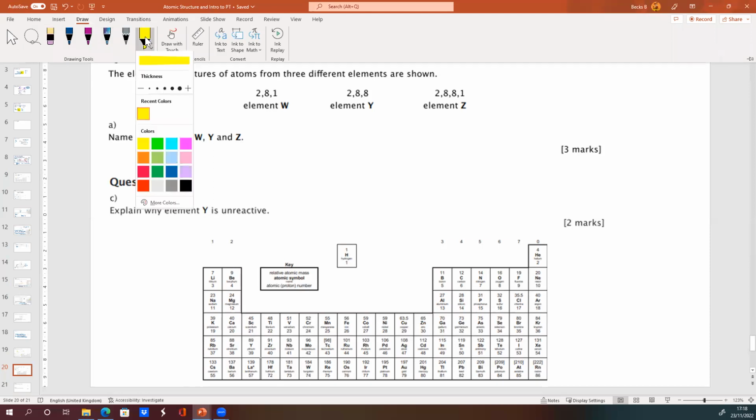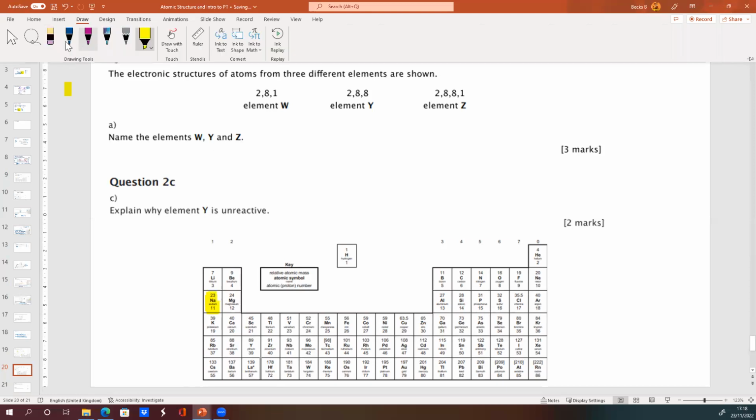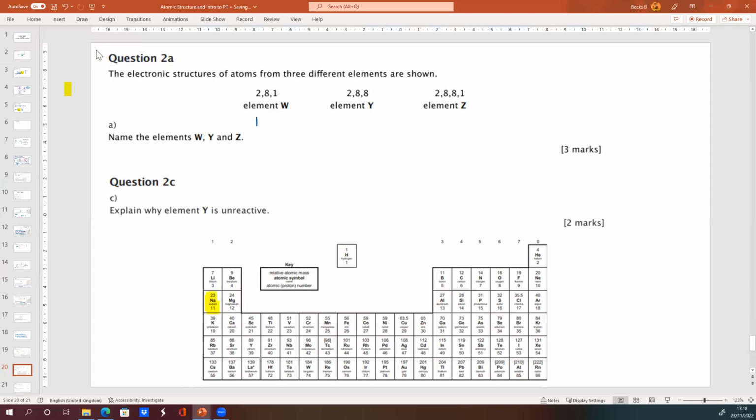Okay, so element W, 2, 8, and 1. As I said, you could either add them up. So 10, it's got 11 electrons. So we're looking for number 11 on the bottom. So it will be sodium. But we also know that it must be in period 3 because there's 3 shells, or it's in group 1 because it's got 1 electron in its outside shell. So this would be sodium.